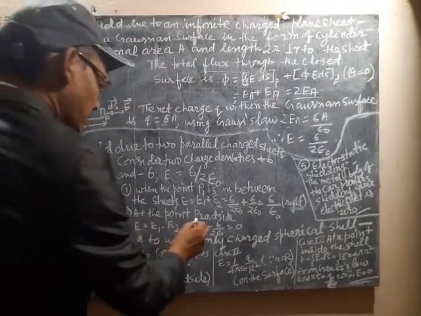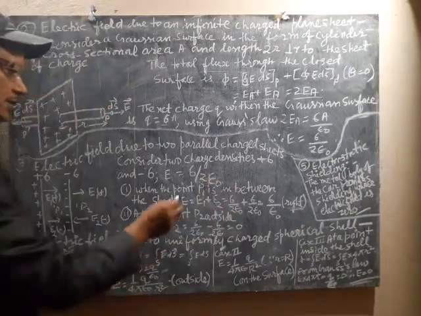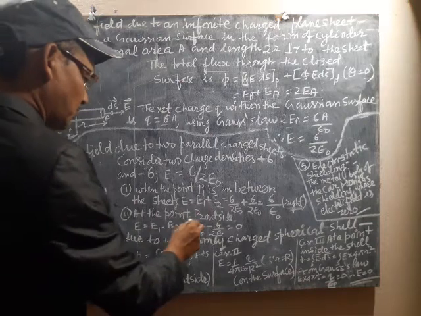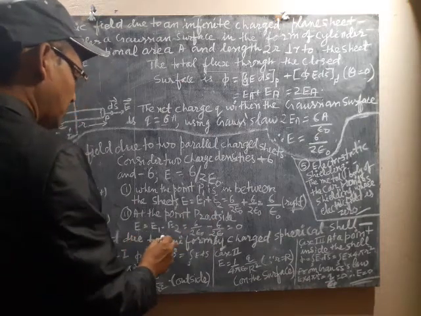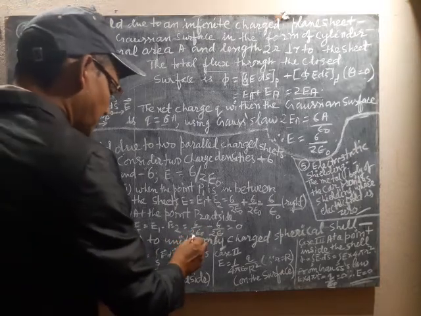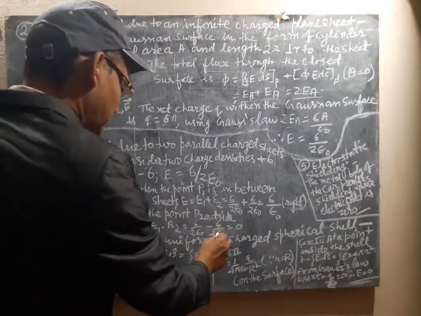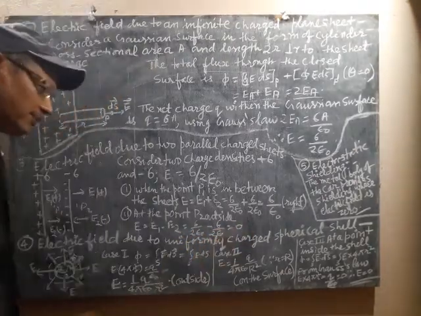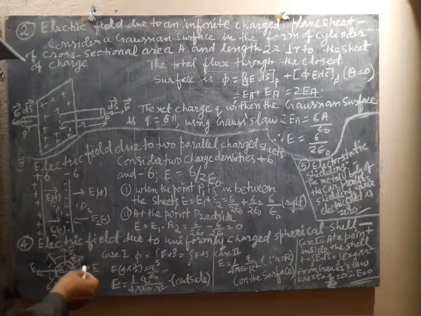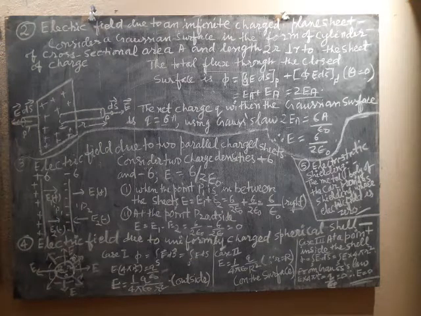At the point P2 outside, unlike the case in between, E is equal to E1 minus E2, which is sigma by 2 epsilon 0 minus sigma by 2 epsilon 0, equal to 0.